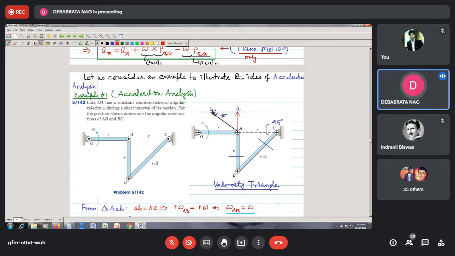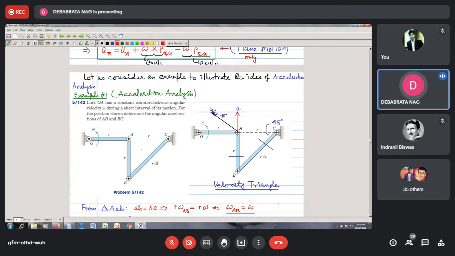You need to remember all these terminologies because these are important when you will be going to study mechanisms and machines. There you will need to understand all of these things, as well as when you will be studying dynamics of machines in third year. There also you have to come across all these concepts. So here it is mentioned as link OA, but I like to say that it is a crank. This is a crank, and this is what is called the connecting rod. So link OA has a constant counterclockwise angular velocity omega that is being given here. For the position shown, find the angular acceleration of the link AB and link BC.